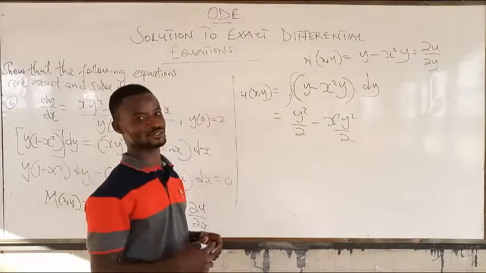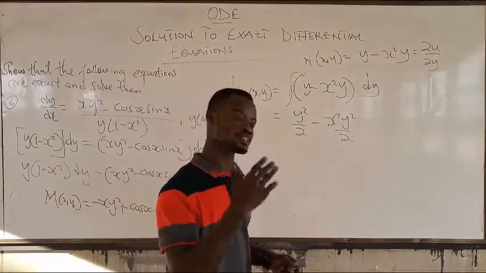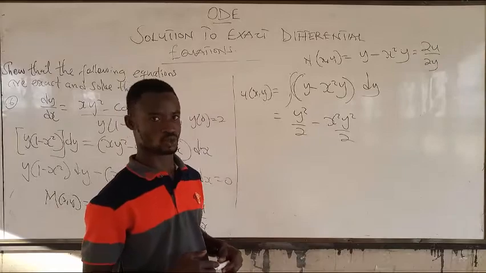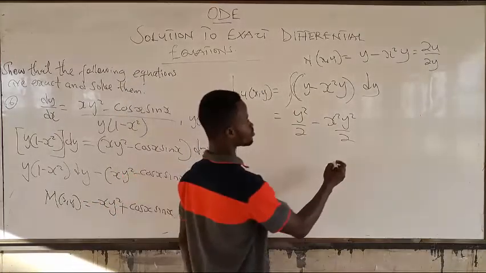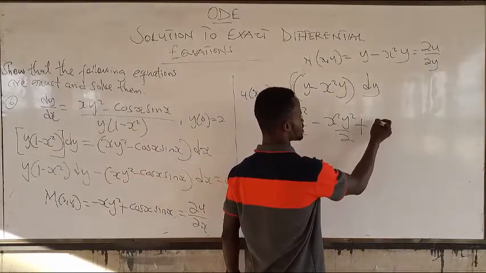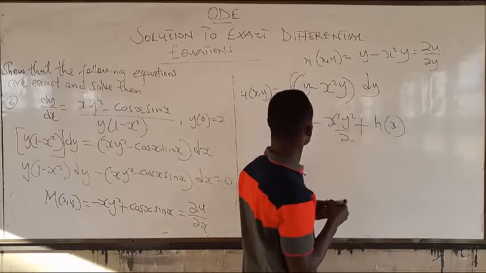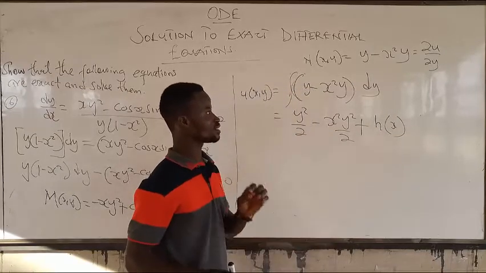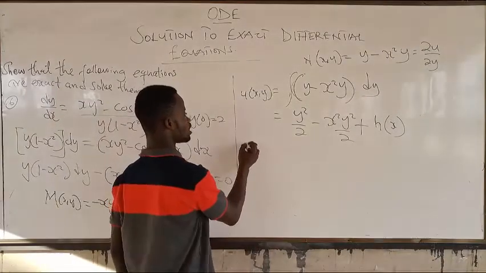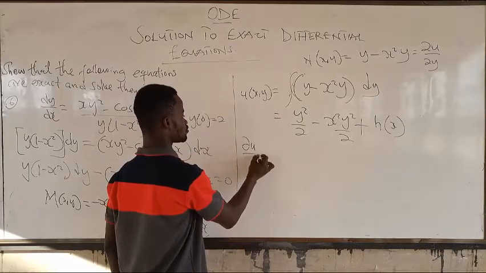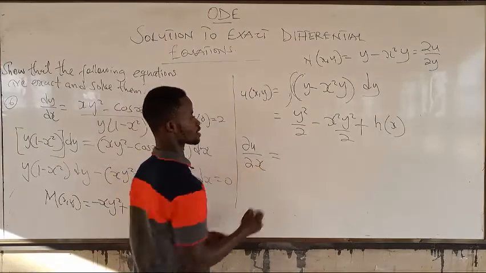I was looking for such a question to show you that it's not always that you integrate with respect to x and go and do the partial derivative of u with respect to y. But here you can integrate with respect to y. And now, this is going to be plus h of x, because the constant is the x. Very good. So here, you now take your partial derivative of u with respect to y. This will be with respect to x.